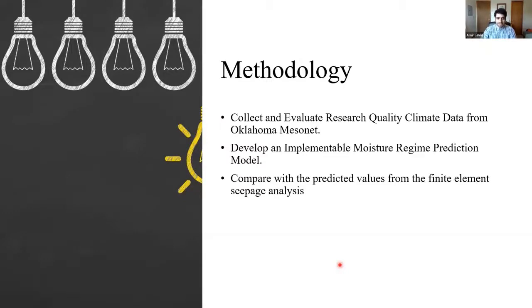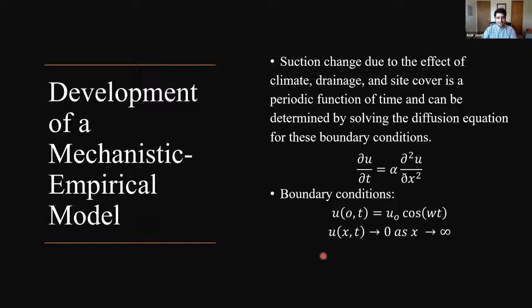All right, to begin with, we first collect and evaluate research quality climate data through Oklahoma Mesonet, followed by developing an implementable moisture regime prediction model, which comes shortly after this slide. And finally, with that model, we compare it against the predicted values from the finite element seepage analysis. All right, so some formalized theories come very soon.